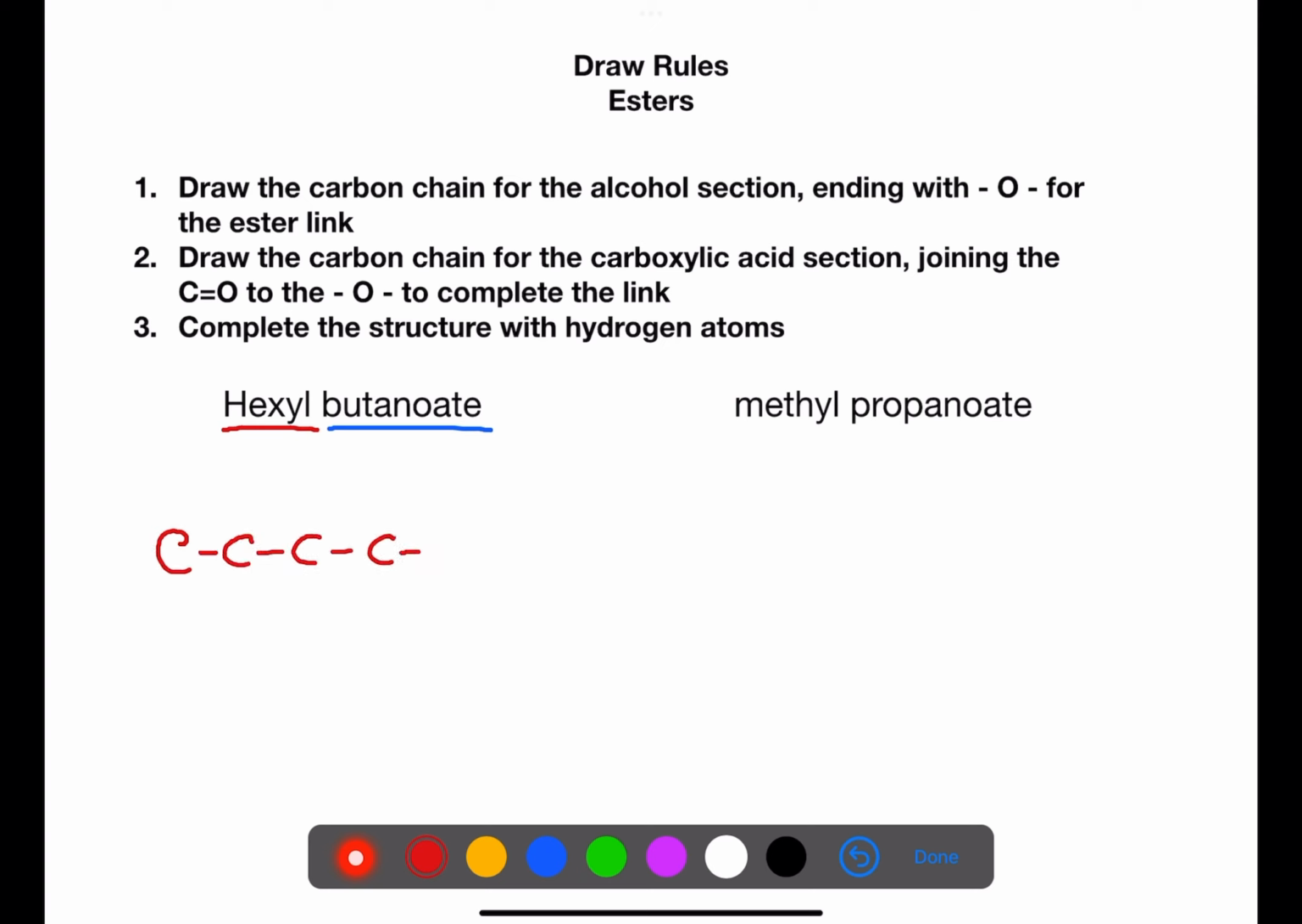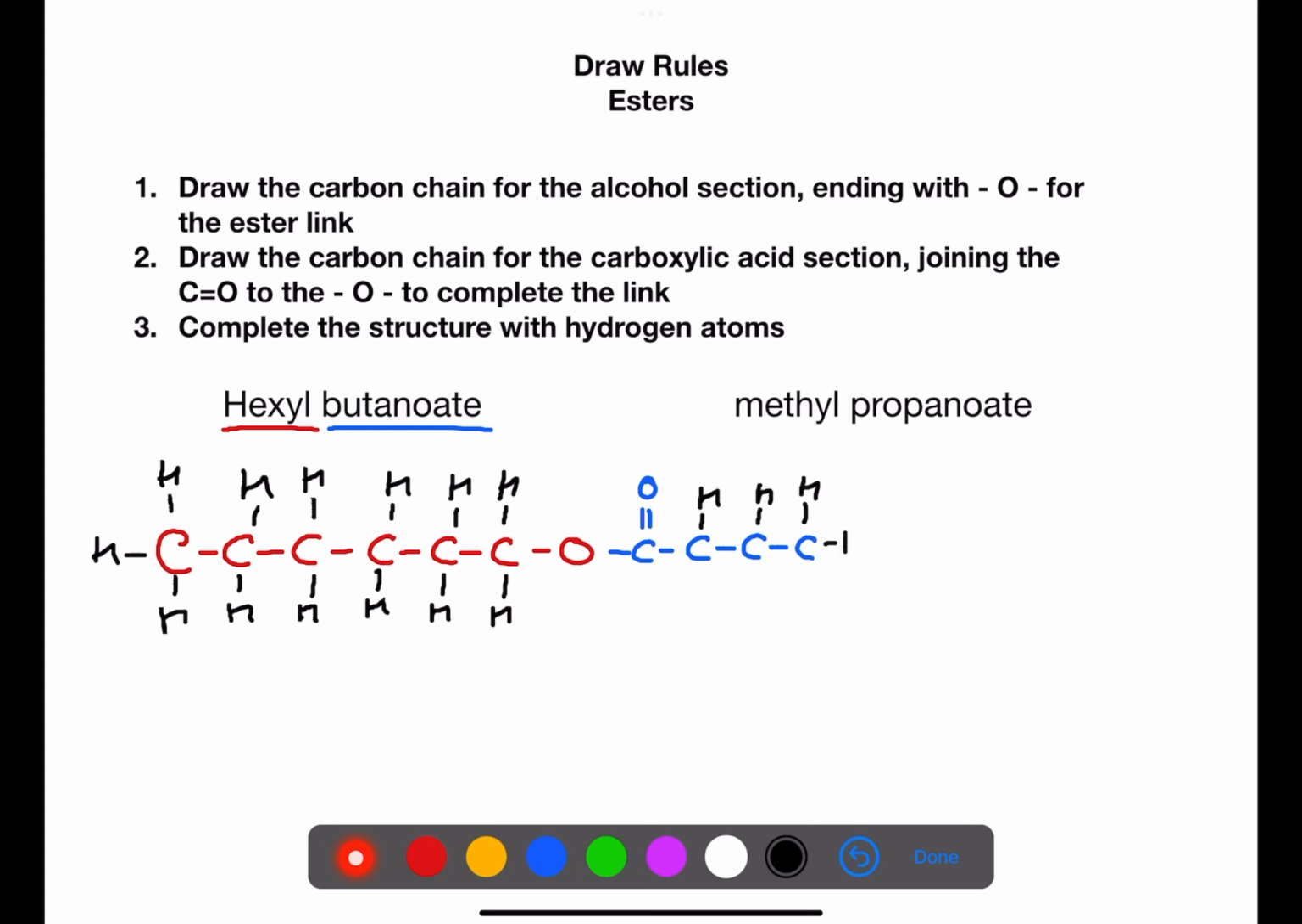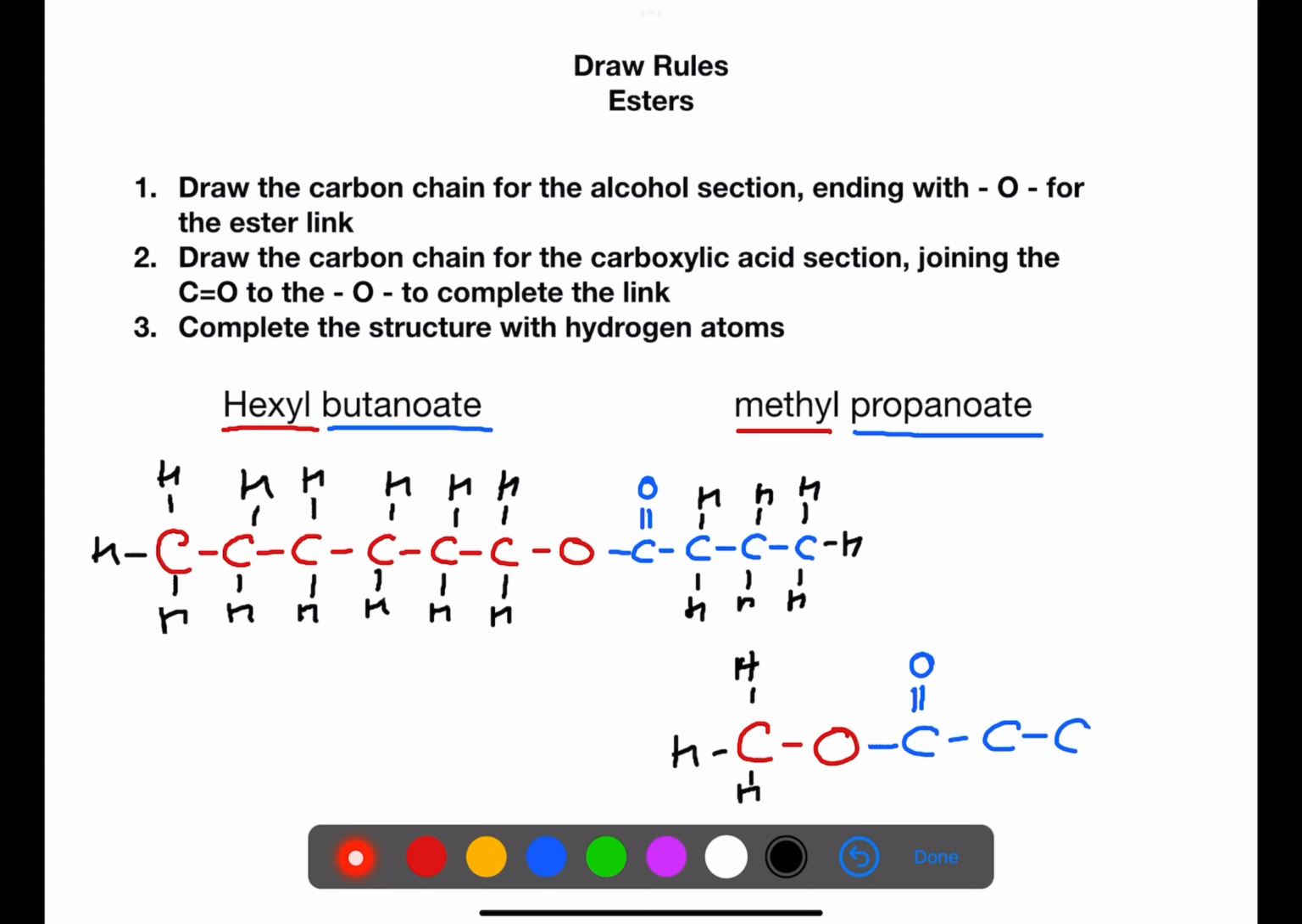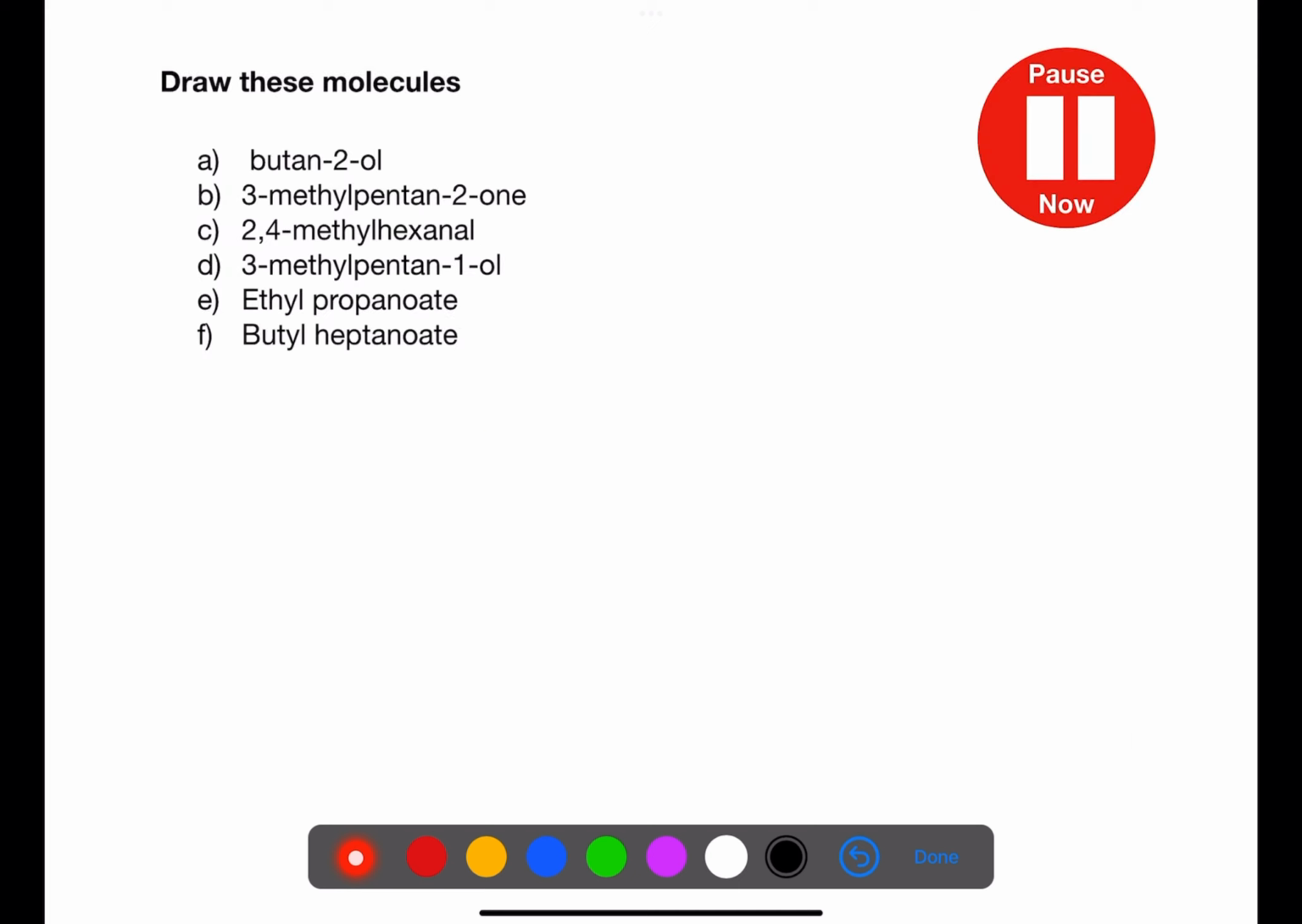Here we have hexyl butanoate. Hexyl has 6 carbons, followed by the oxygen from the alcohol. Butanoate has 4 carbons in total, the first being the C double bond O. Pause the video now and draw these molecules.